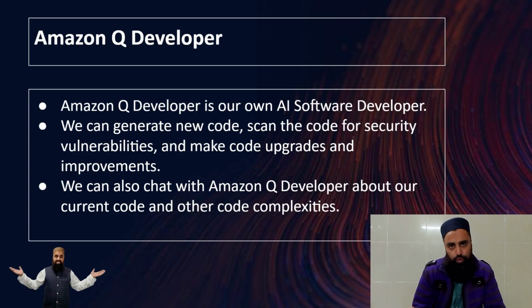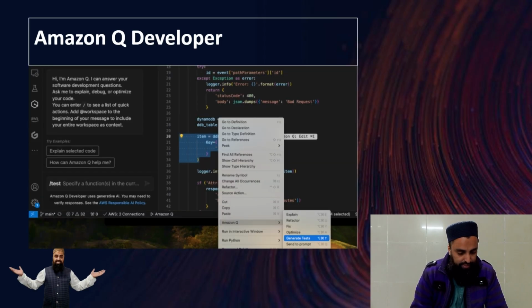So it is for developers. Like you can see in this example, this is my code, and I am using Amazon Q to generate the tests for this specific code snippet. And also, you can see here, "Hi, I'm Amazon Q. I can answer your software development questions." So Amazon Q Developer is specific for answering our development queries. "Ask me to explain, debug, or optimize your code."